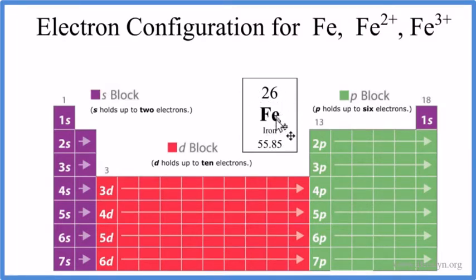In Fe, iron, on the periodic table, it's neutral. It doesn't have a plus charge after it. So the number of protons are going to equal the number of electrons. So you have 26 electrons to write the electron configuration for iron.